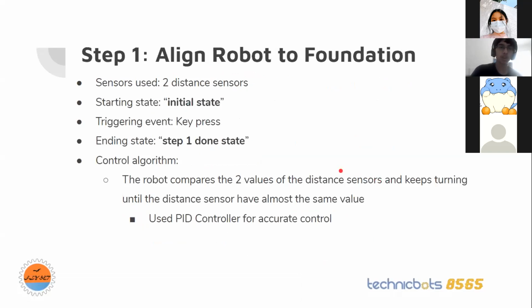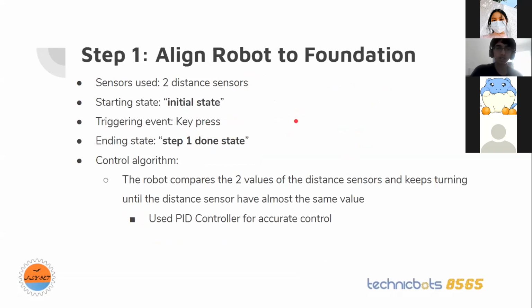So for step 1, we used 2 distance sensors, and the main starting state was the initial state, and the triggering event that caused step 1 was a key press. I think it was like a left button or something like that. And the ending state was the step 1 done state.